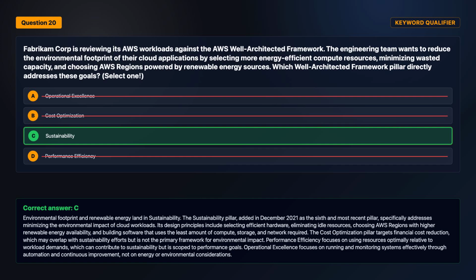The cost optimization pillar targets financial cost reduction, which may overlap with sustainability efforts, but is not the primary framework for environmental impact. Performance efficiency focuses on using resources optimally relative to workload demands, which can contribute to sustainability but is scoped to performance goals. Operational excellence focuses on running and monitoring systems effectively through automation and continuous improvement, not on energy or environmental considerations.